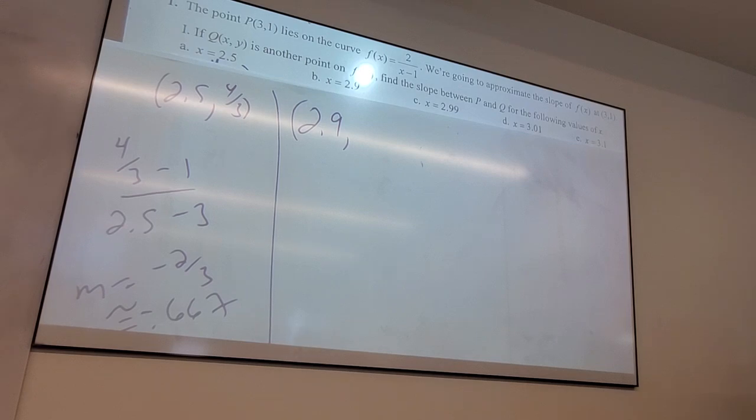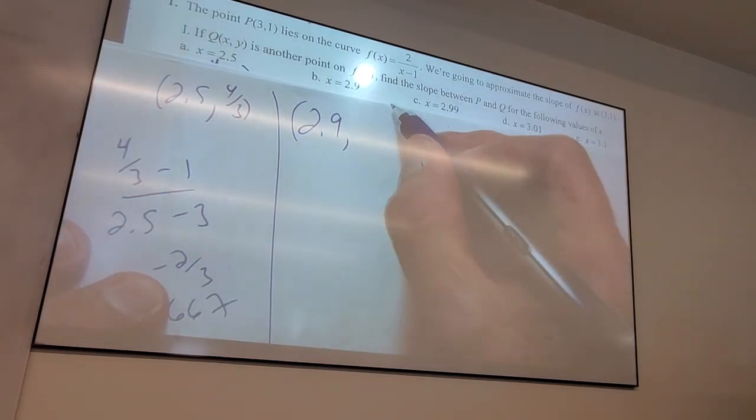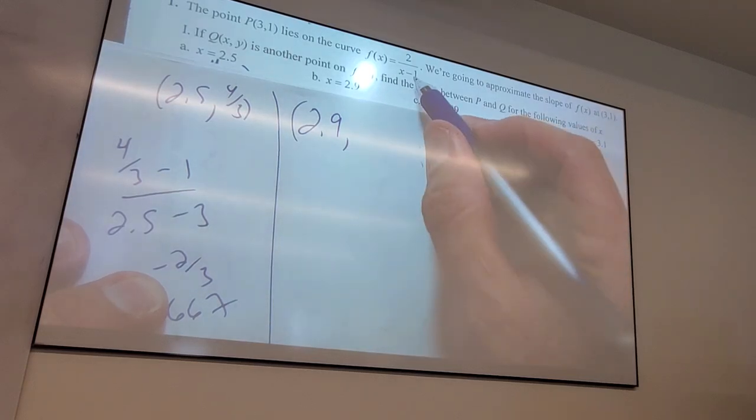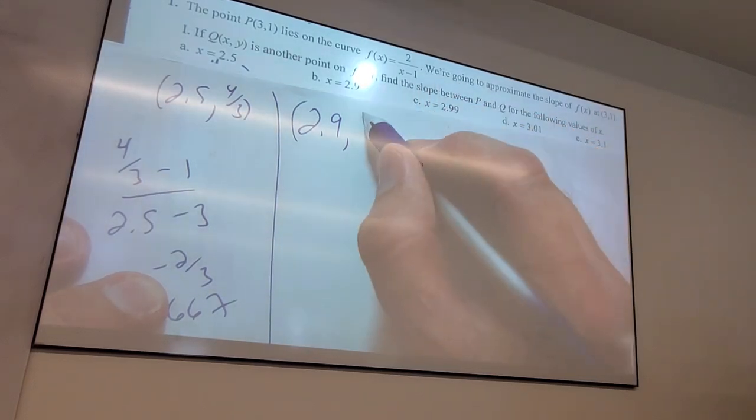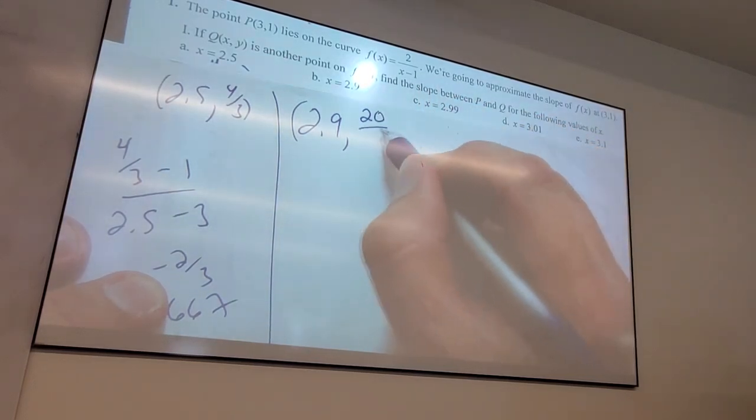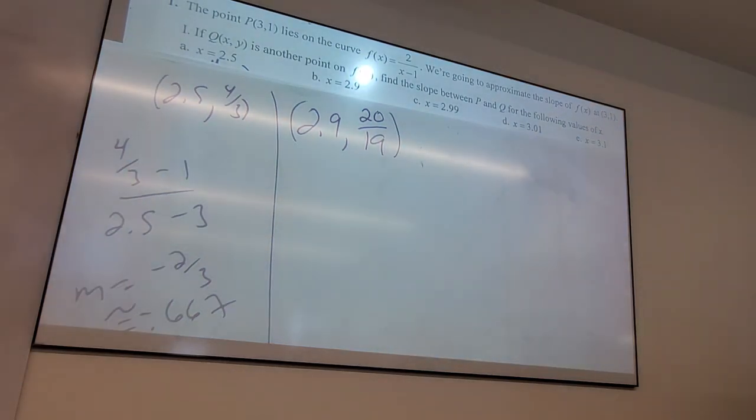A common mistake students make is you round too much. Watch what you can do. When you plug a 2.9 in, 2 over 1.9, it becomes 20 over 19 if you multiply top and bottom by 10, right? This way you don't have to write a billion decimals, and you don't have to round too much and get the wrong answer.